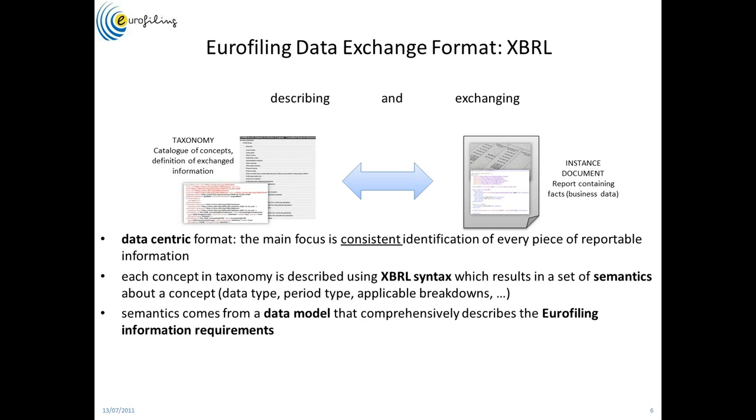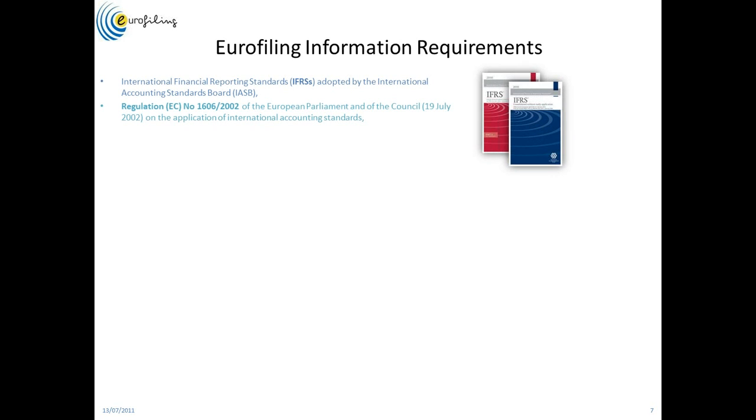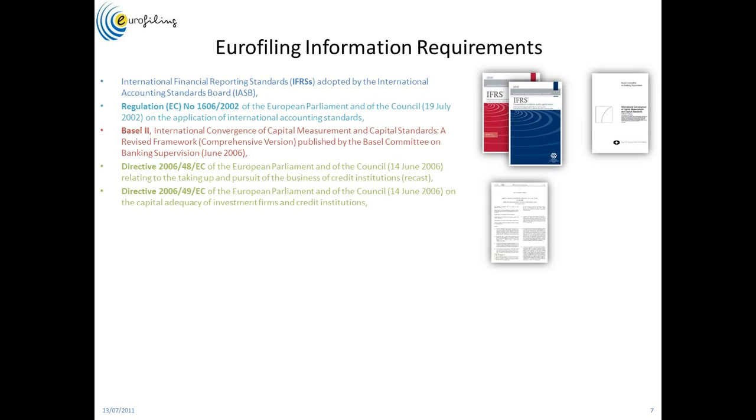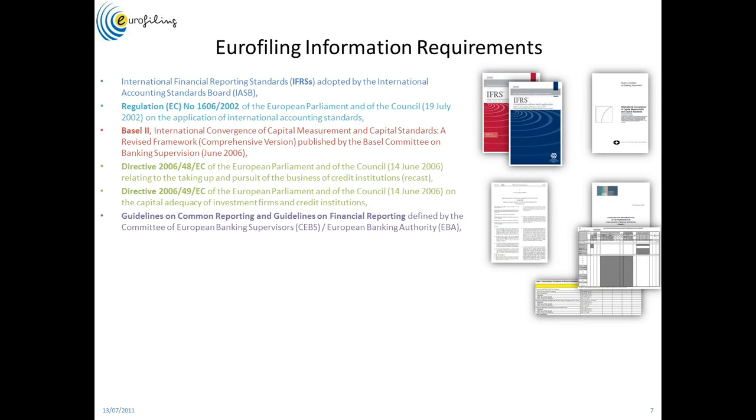So let's take a look at these information requirements. In general, what we deal with is international financial reporting standards and their application by Europe, the Basel II Accord and its application in Europe by special directives of the European Parliament and the Council, and the guidelines on common reporting for COREP and FINREP developed by the European Banking Authority, which tries to standardize the IFRSs and the European regulations and develop some common templates and framework for reporting of COREP and FINREP.